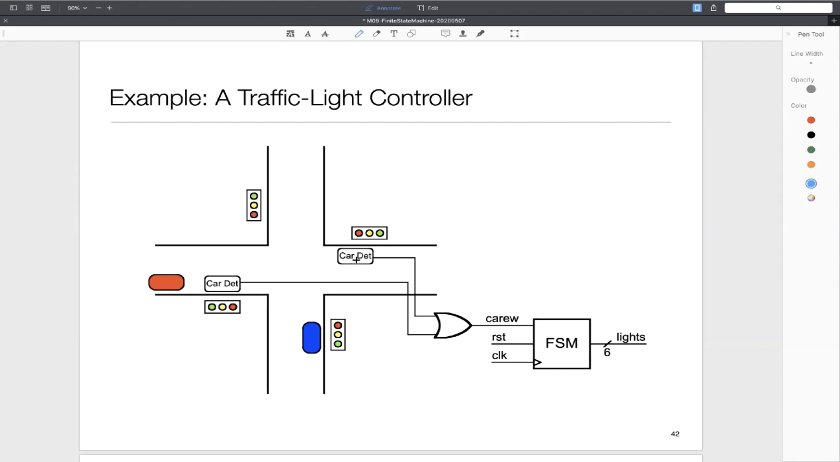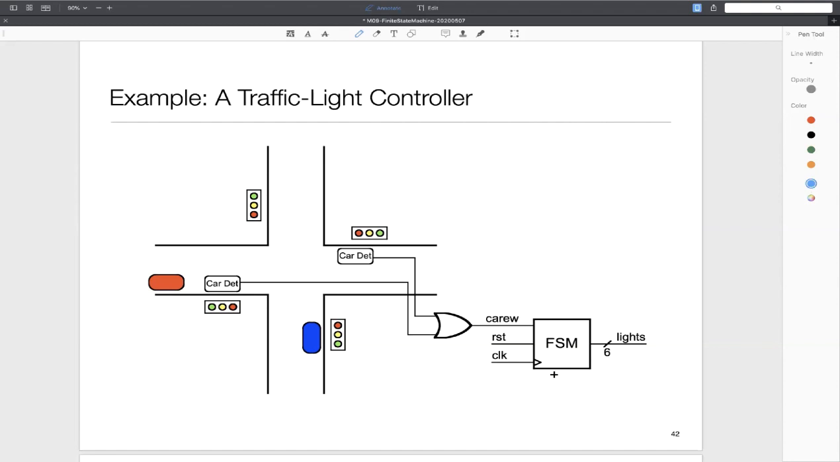At that point, the idea would be that we will turn the green lights on in the east-west direction, and of course the red light on the north-south direction to let this car through. And then after a bit, we'll switch back to the north-south. So that's the behavior we want.